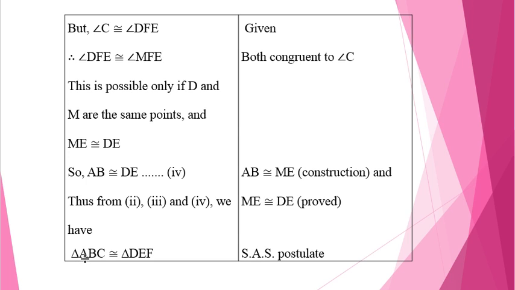So the triangle ABC is congruent to the triangle DEF, by the side angle side postulate. It means in these two given triangles, two sides are congruent and one angle is congruent. So it means the triangles are also congruent to each other. So in this way we have proved that the two given triangles are congruent.